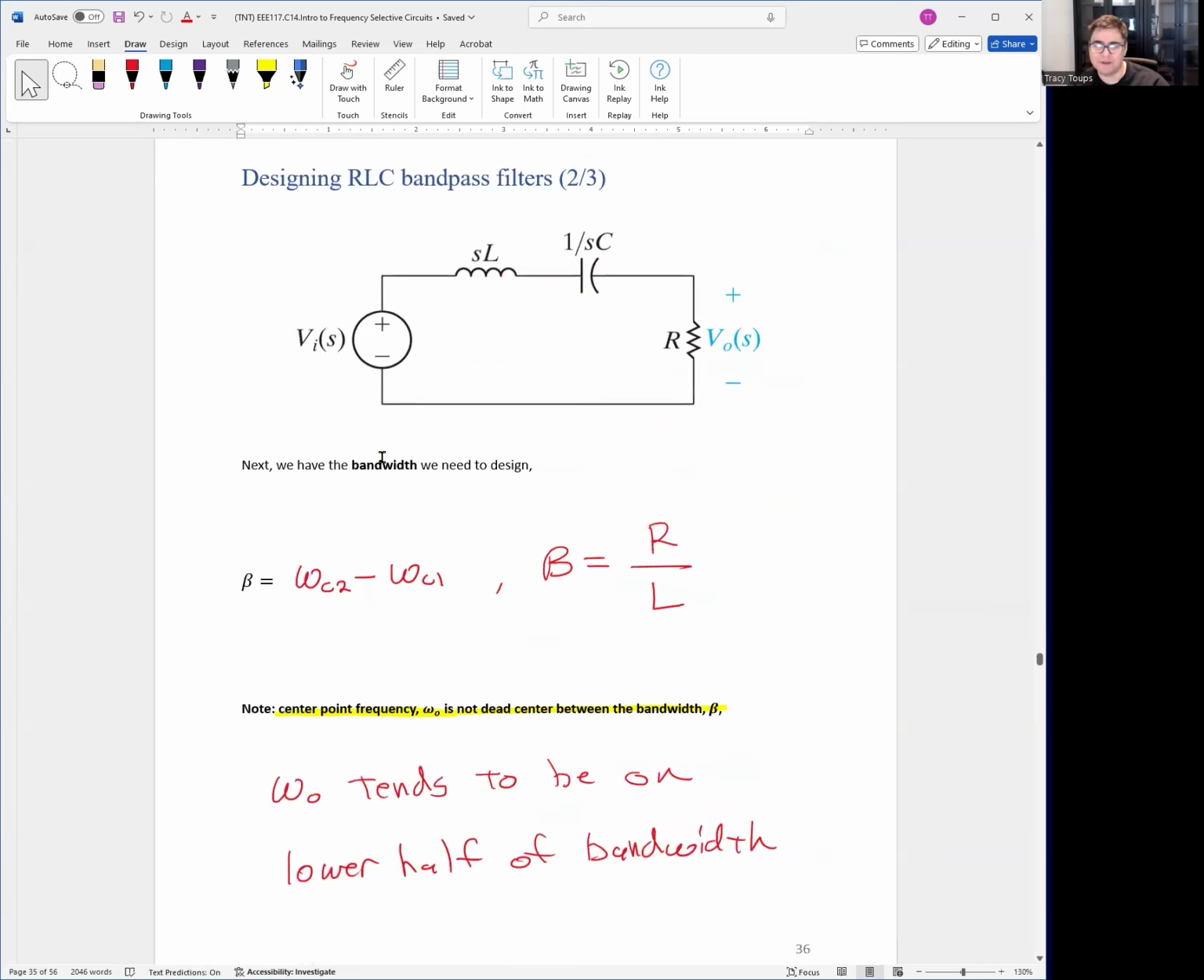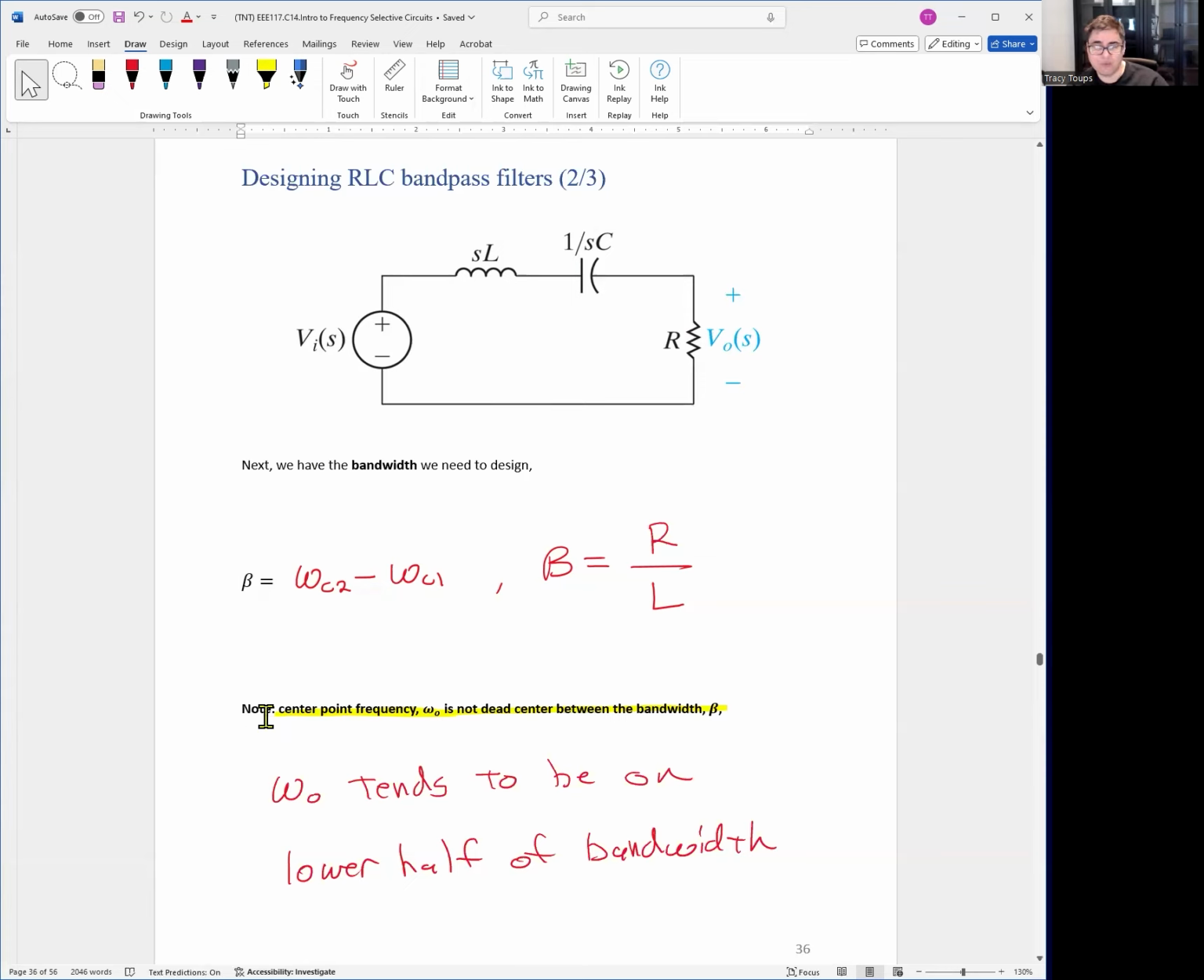Don't worry. Another thing we need to design is the bandwidth. The bandwidth can easily be found by the upper cutoff frequency, omega C2, minus the lower cutoff frequency, omega C1. That's the obvious one. Mathematically, you could play around, and you can also find out that the bandwidth is equal to R over L as well. So that's just another equation you could use in your toolkit to design bandpass filters.